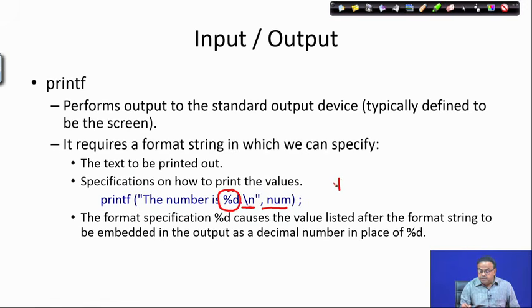The number is dash, and how can this dash be filled out? The dash, since it is %d, some integer value can come and fill it up, right. We have seen that.